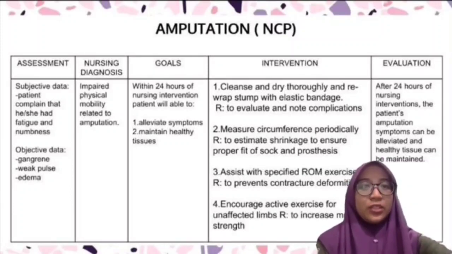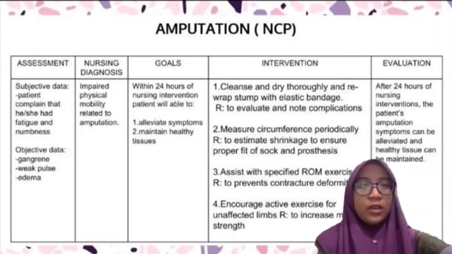The nursing intervention number 1 is clean and dry thoroughly and rewrap the stump with elastic bandage. The rationale is to alleviate and prevent complications. Number 2, measure circumference periodically. The rationale is to estimate shrinkage to ensure proper fit of the sock and prosthesis. Number 3, assist with specified range of motion exercise. The rationale is to prevent contracture deformities.